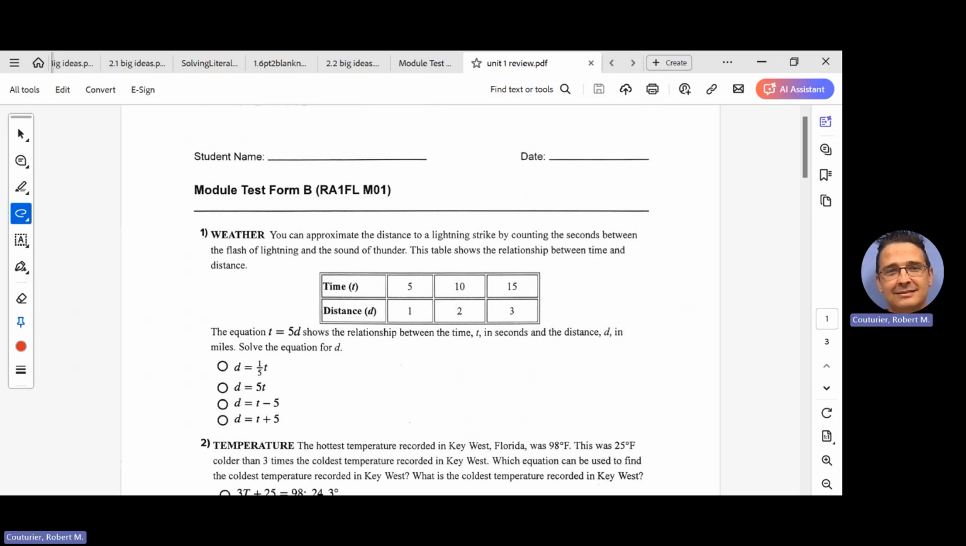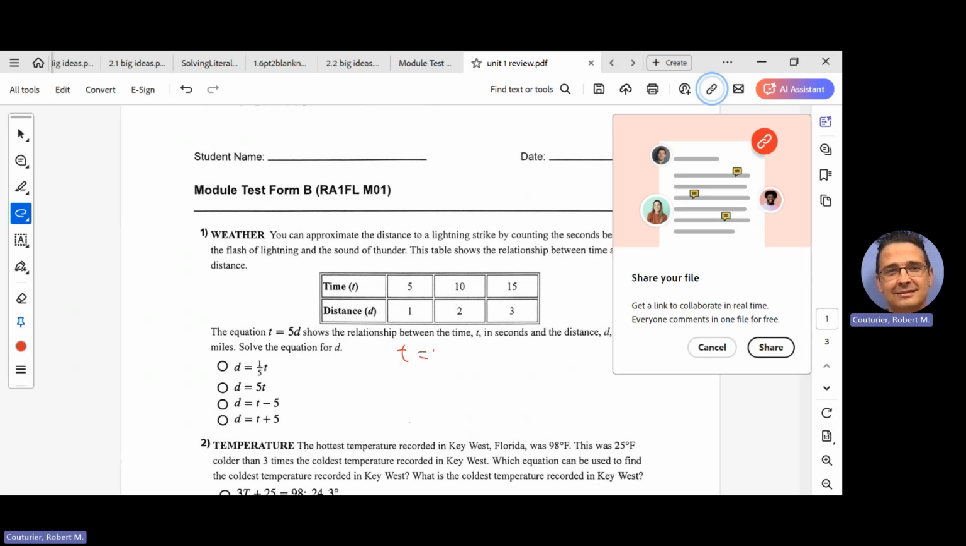And we have to read carefully, right? So weather. You can approximate the distance to a lightning strike by counting the seconds between the flashes of lightning and the sound of thunder. This table shows you the relationship between the time and the distance. Time is the input, distance is your outputs. The equation t equals 5d shows the relationship between time in seconds and distance, d in miles. Solve the equation for d. So here's an equation they give you. They want you to solve the equation for d. t equals 5d.